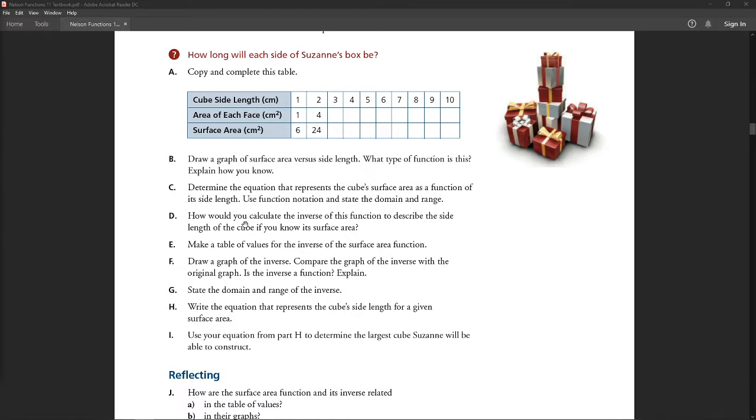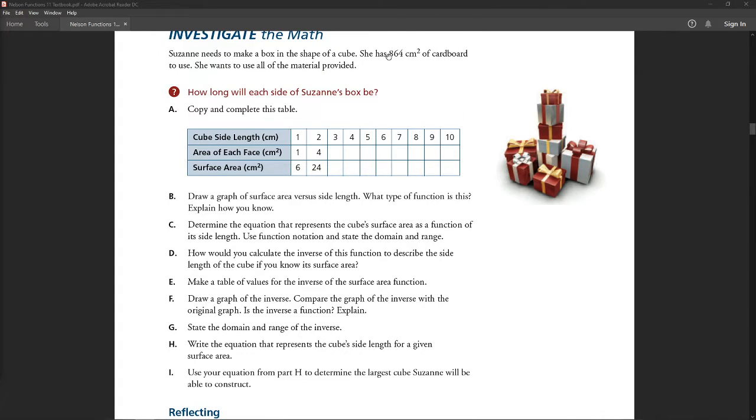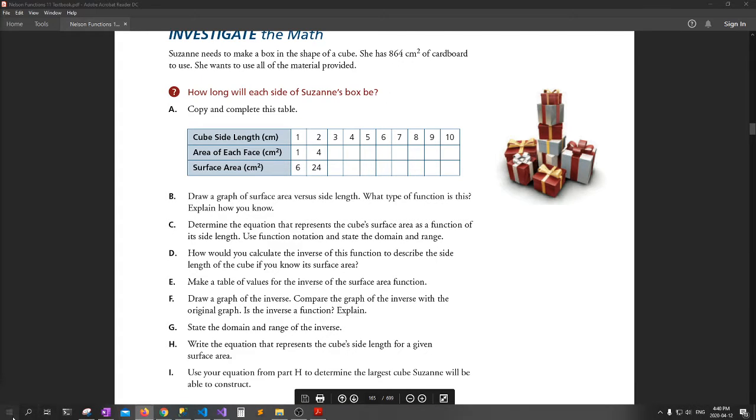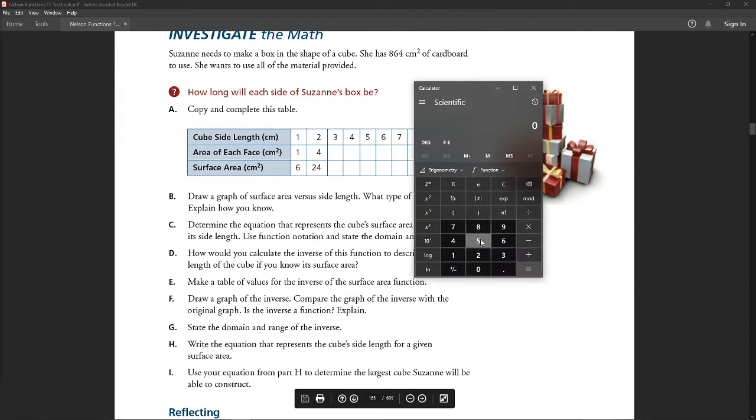How would you calculate the inverse of this function to describe the side length of a cube if you know its surface area? So that would be 864. Let's see, we can do some quick maths here. We're going to do 864 divided by 6, which is 144, and we take the square root of that.